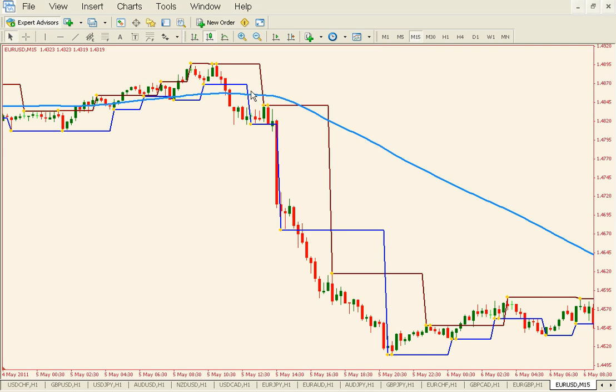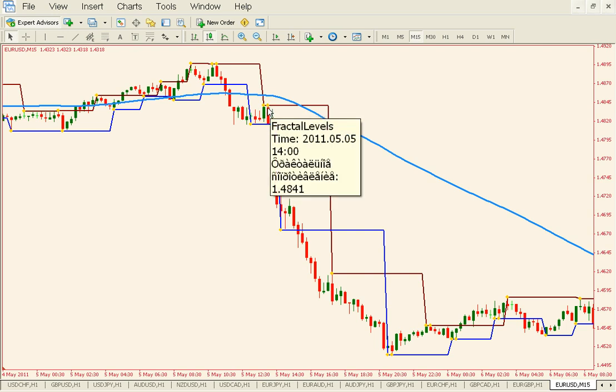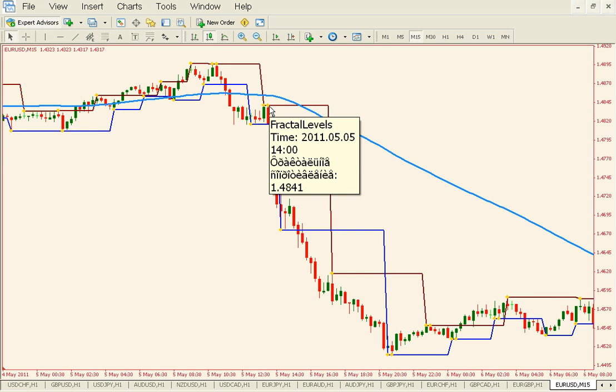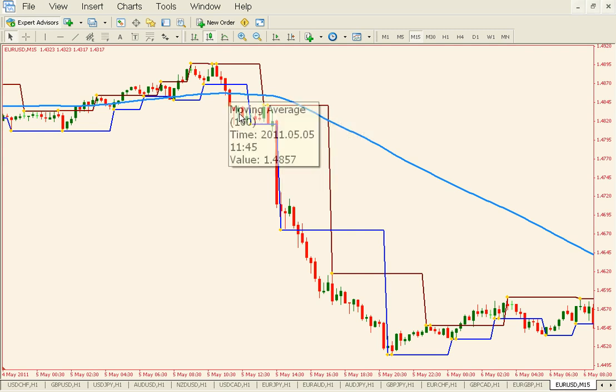Okay, now you got in right here, and this trade kind of stalled on you. I wouldn't have got out of the trade because it really didn't do anything, but I'll tell you how you get out of a trade. That trade came down and made another fractal level, but then it broke and kept on going and kept on going.